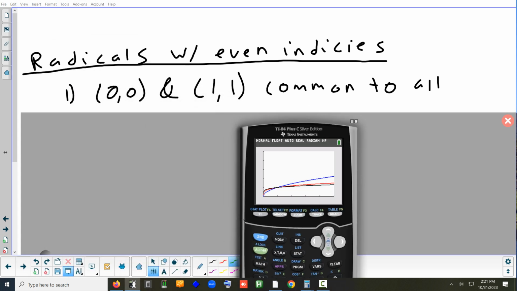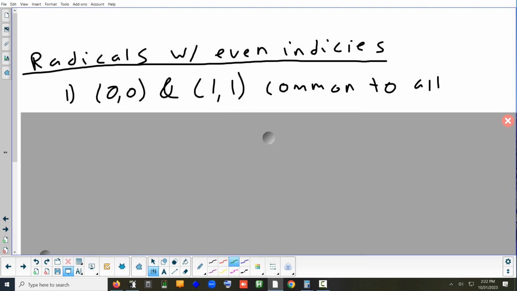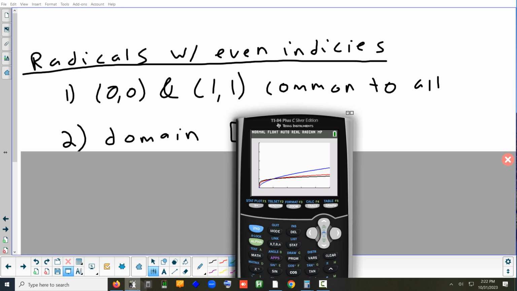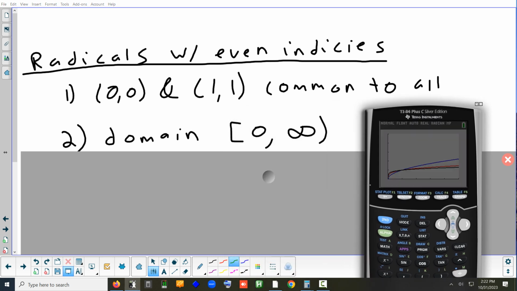Let's look at the domain of that. Remember, that's just quadrant 1. It didn't go in any other quadrant. What's the domain of all of those graphs? 0 to infinity. Yeah. Domain is 0 to infinity on all of them. They all start at the origin, and they all head to the right forever.